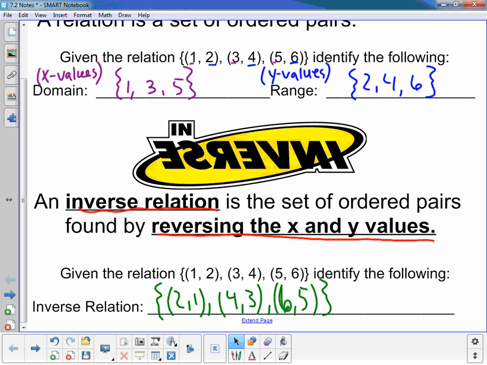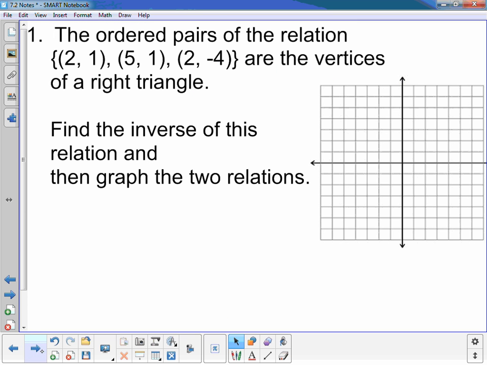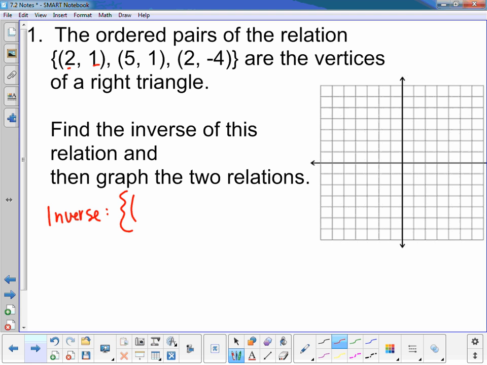Let's take a look at an example in number 1. It says the ordered pairs of the relation (2, 1), (5, 1), and (2, -4) are vertices of a triangle. Find the inverse of this relation and then graph the two. So if I'm going to find the inverse of the relation, again, I just need to switch the x and the y's. So the inverse is going to look like this. My first point is going to be (1, 2). My second point is going to be (1, 5). And the third point is going to be (-4, 2). That's going to be the inverse of the relation.